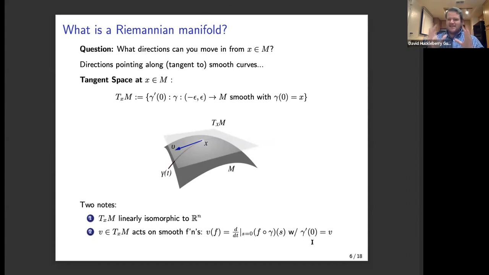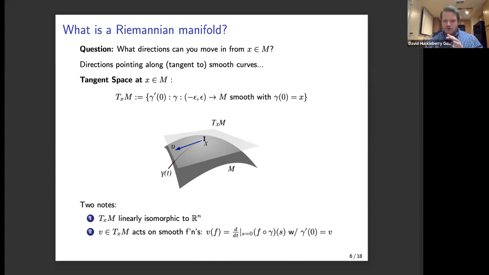So, as I said, what we really want to do is move in cost-improving directions along the shortest curves that point in that direction. Naturally, the question then becomes, what directions can you move along at a point in the manifold M? Those directions are the directions pointing along or tangent to smooth curves. That set of directions is codified by the notion of a tangent space. So you take a little curve through your manifold, you differentiate it, you look at that tangent vector, and the set of all those vectors gives you those sets of directions.